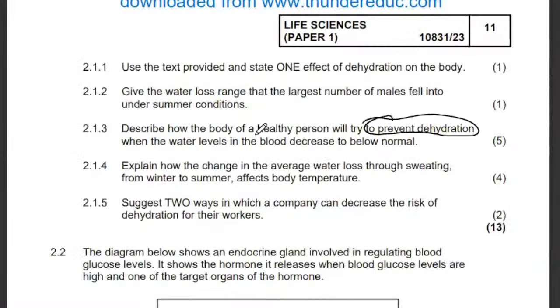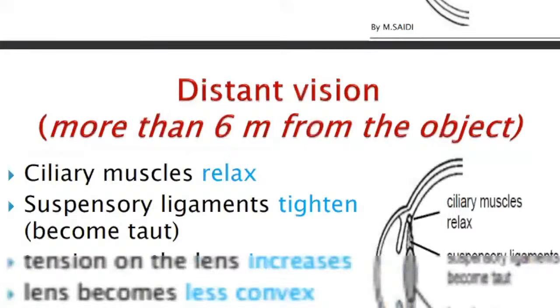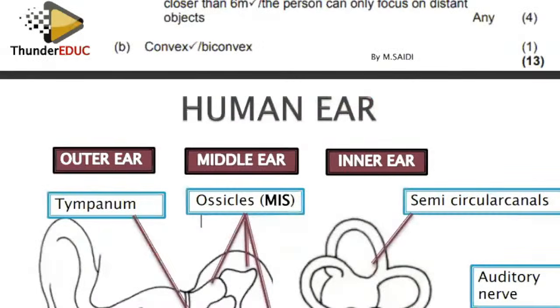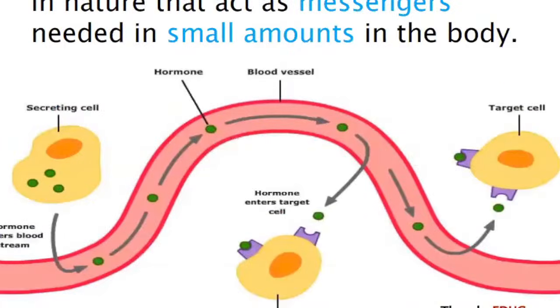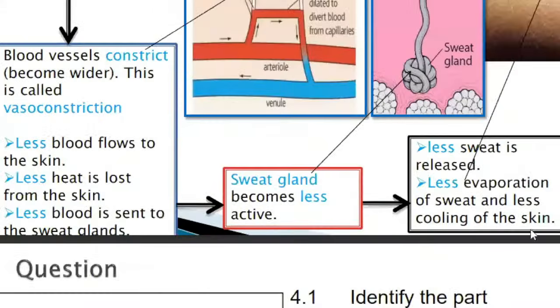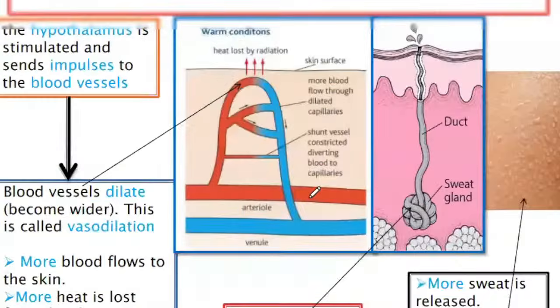If they say describe how the body of a healthy person will try to prevent dehydration when the water level in the blood decreases below normal, it means that you explain what happens during a hot environment. If you check our distinction material book, you will always get the answer there. The answer you're going to get there, yes, we covered it here in the homeostasis. So this is a cold day, and this is a hot day.